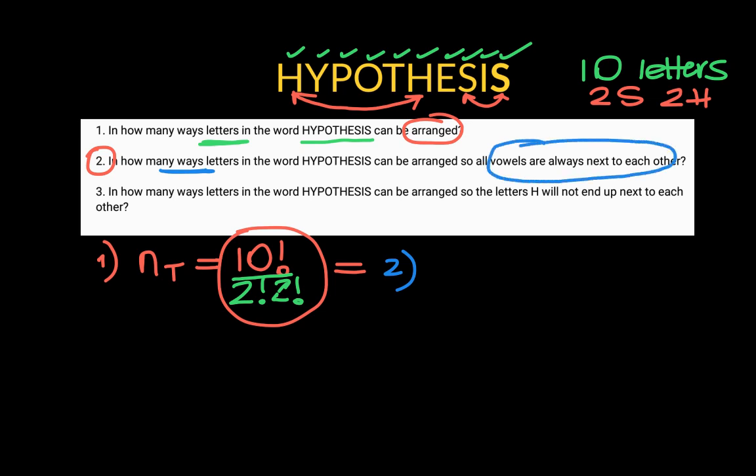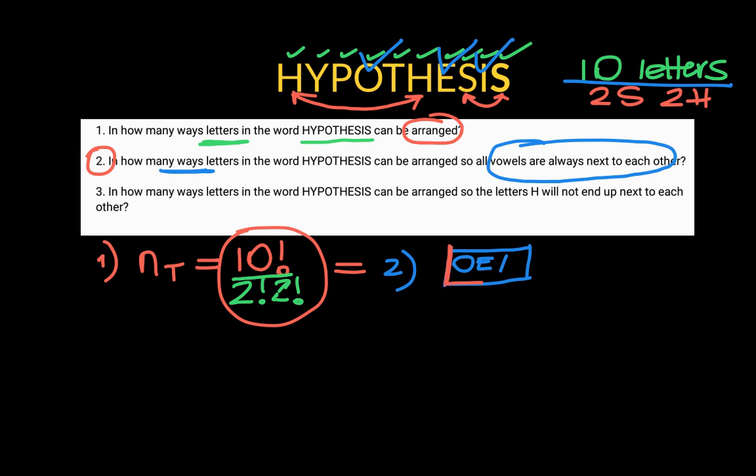The vowels are together. So in the 10 letters, how many vowels do I have? 1, 2, 3. I've got 3 vowels that must be together: O, E, I.